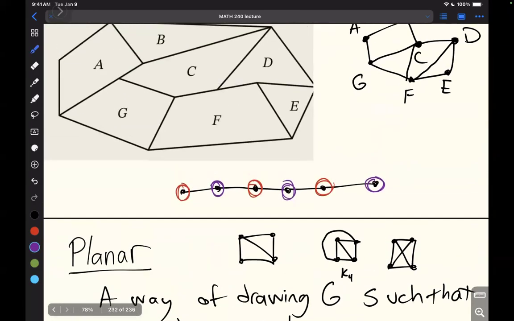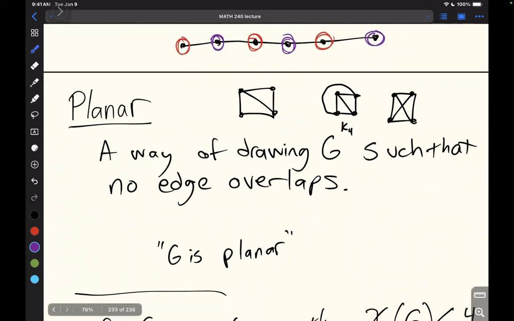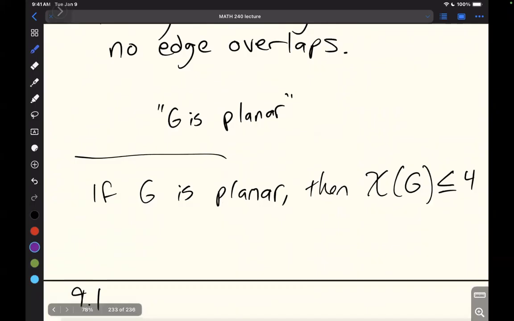Okay, so a path graph and this map type thing both are planar graphs, which means that we can draw them so that no edge overlaps. And so this path graph on 1, 2, 3, 4, 5, 6 vertices is planar because we can draw it and none of the edges are overlapping. And we have a theorem which we call the four-color theorem, which says that if G is planar, then its chromatic number is at least 4.